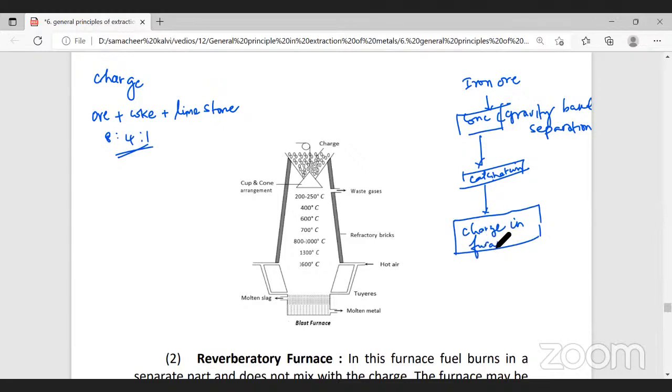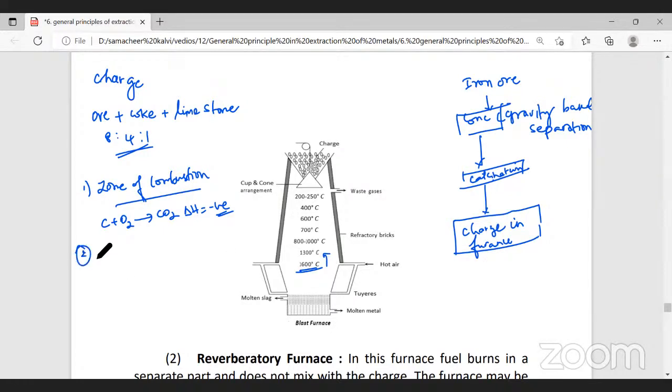When charge is introduced in the furnace and heated, we have coke also, and oxygen is passed through the tuyeres. When we heat it, the first step is called the zone of combustion. In combustion, carbon burns with oxygen to form carbon dioxide, giving an enormous amount of energy. The temperature will increase to around 1600 degrees Celsius. The carbon dioxide gas formed will move to the cooler region.